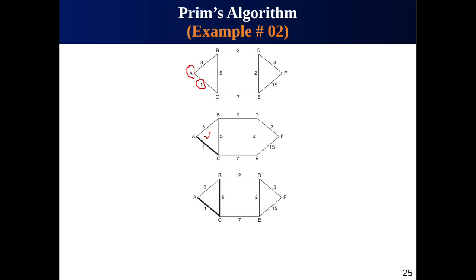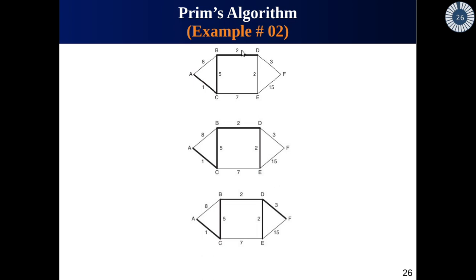In the next iteration of this Prim algorithm, now you have to select the edge which has the least cost. The active nodes now are A and C. The edge from A to B has a cost of 8. The edge from C to B has a cost of 5. And the edge from C to D has a cost of 7. What is the smallest value between these three? 5. So we have selected this one. Now the active nodes are A, B, and C. As you can see, the smallest now is 2. You have to select this one.